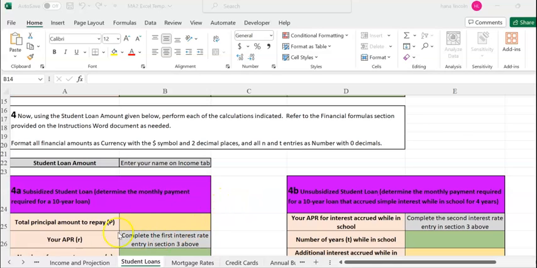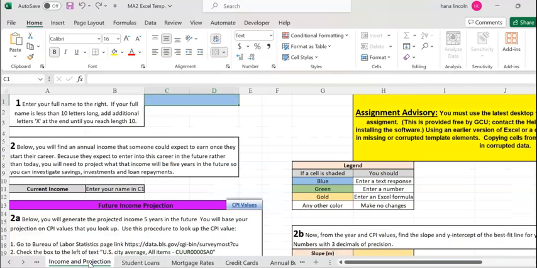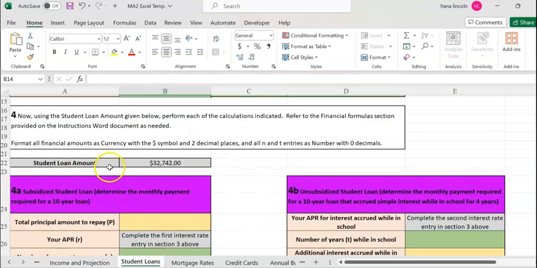So we use the student loan amount to be entered on B22. To do so, go to the tab, click on the tab income and projection, and enter your name on the top left corner here in the blue rectangle. Read this instruction. You need to enter at least 10 letters for your name. I'm going to enter XXX just pretending it's my name. Hit enter. So the student loan amount is going to be generated here on B25.